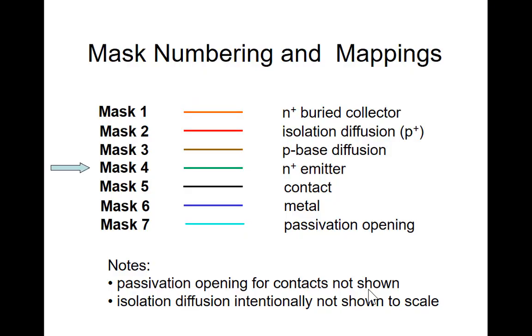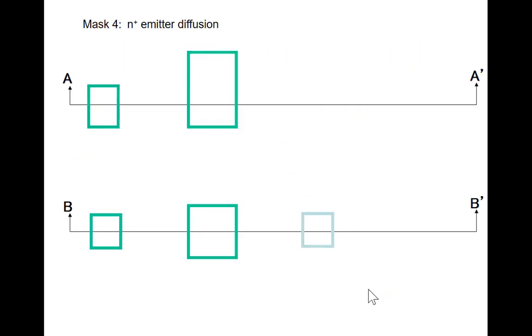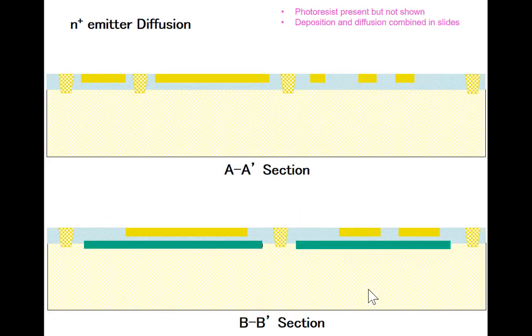So this is mask number 4. Here's what the mask looks like. Let's put those N plus emitter diffusions in. So we see the 3 places on the bottom, and we see 2 places on the top cross section.